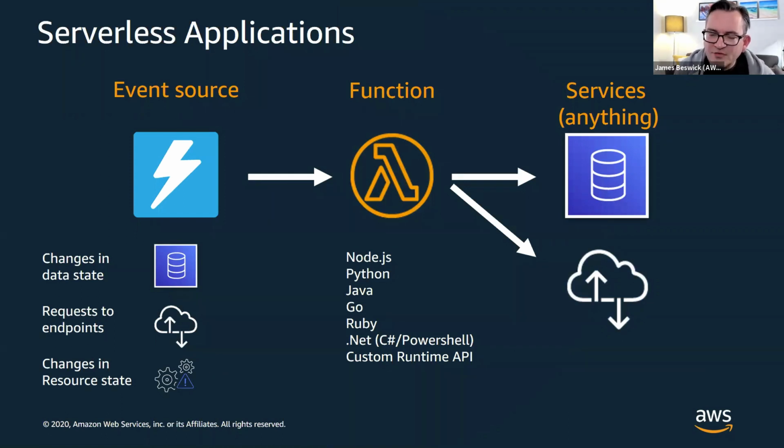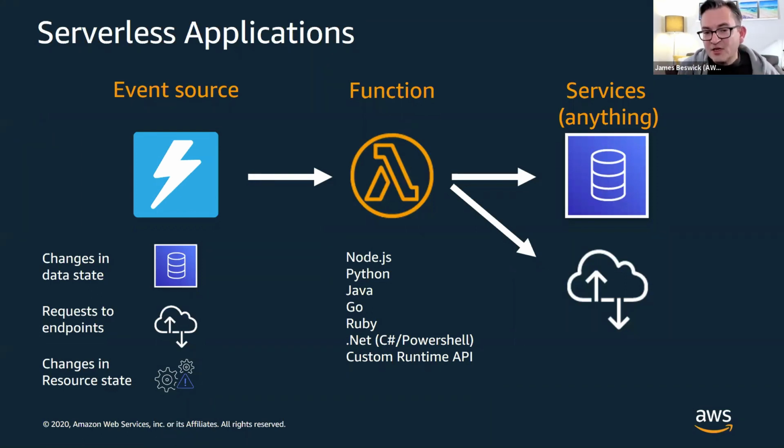Now, the function itself in Lambda can be written in lots of different languages. It could be run in Node.js, Python, Java, Go, Ruby, .NET. And you can actually bring your own custom runtime too. We have people running PHP, Perl, Erlang, even COBOL in some cases. So it's really just an execution environment where you can bring your code and it'll run.